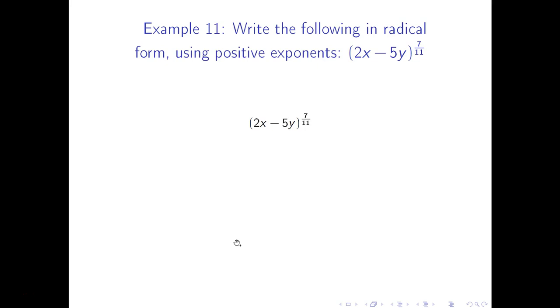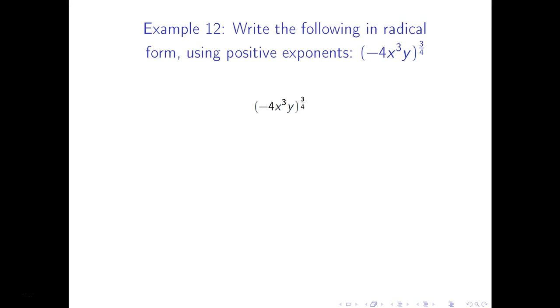So let's just do a few more examples. I want you to pause the video and write this in radical form. Go ahead. Well, hopefully you first recognized I can break it up, 7 times 1/11. Break that up even further, and then that's just the 11th root. Now I can't distribute the 7 in because I have a binomial. I'd have to multiply it out 7 times, and that's going to get ugly, so I'm going to leave it like this, and that's perfectly fine.